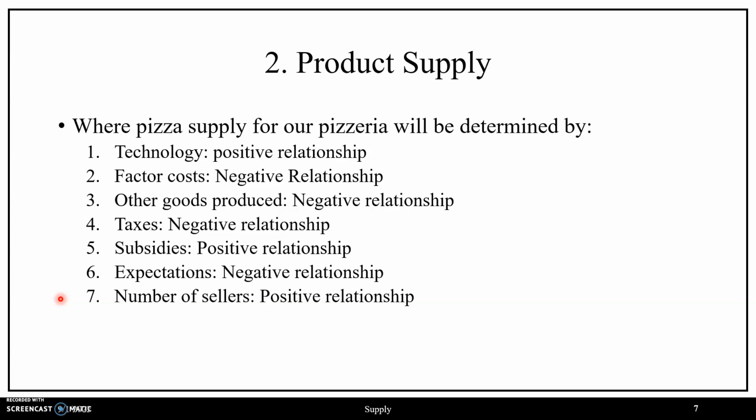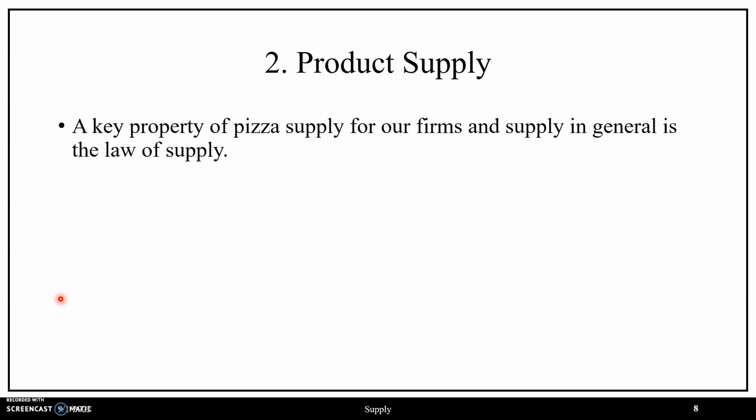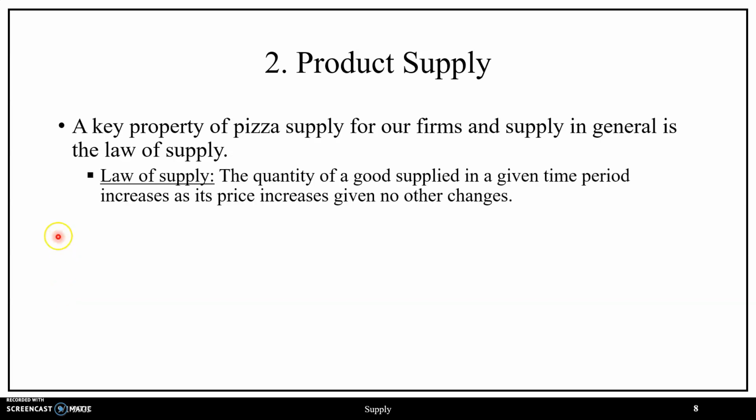So now, having defined supply and looked at its determinants, we would like to examine its key property, where with respect to supply, a key property would be a positive relationship between quantity supplied and price. And this can be stated via the law of supply. That is, the quantity of a good supplied in a given time period increases as its price increases, given no other changes.